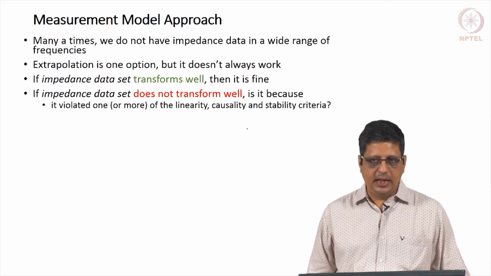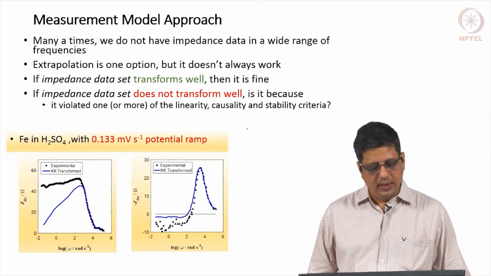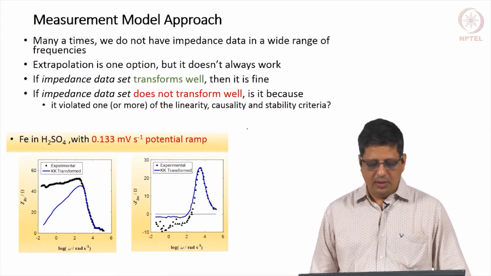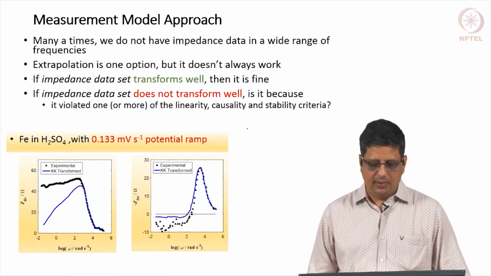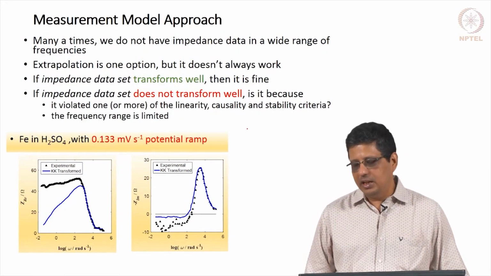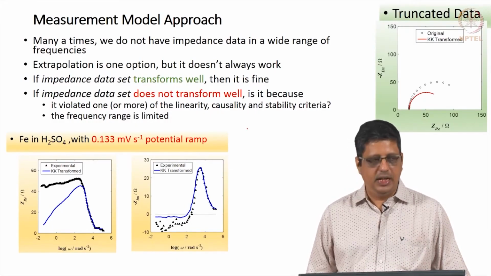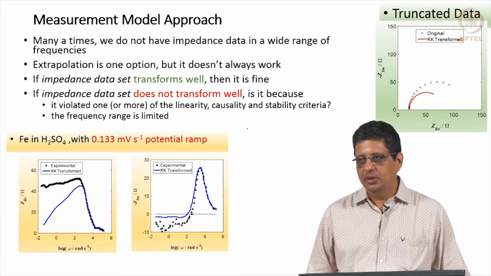Is it because the data is not KKT compliant, because it has violated one or more of the constraints? As an example, here it does not transform well, and it is because it is unstable. Is it because the frequency range is limited? Another example which we saw before, it actually comes from a clean system, but we cut the data or truncated the data, and then when we transform it does not match well.